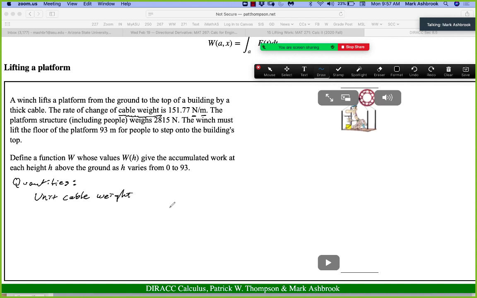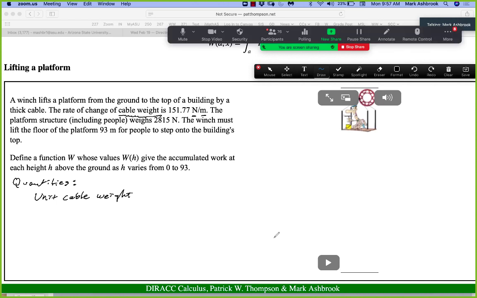Does that make sense? It's just like how many newtons does each meter of cable weigh? So that's a quality of the cable irrespective of the situation. Okay, so what other quantities are involved in this situation? We've got the unit cable weight. What else?